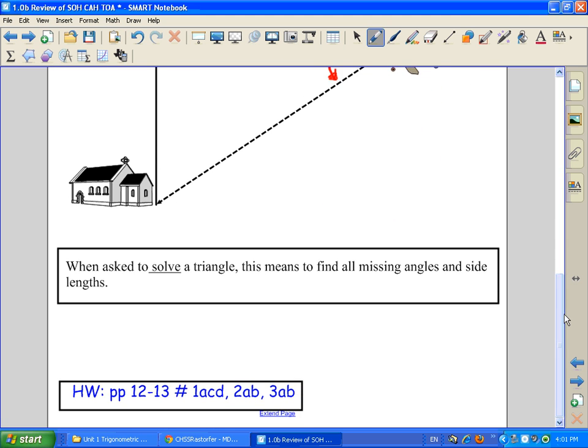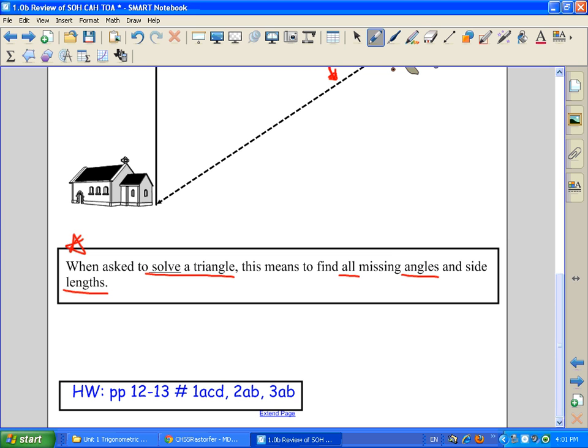And the last part, ladies and gentlemen, sometimes it asks you to solve a triangle. Solve, when it asks you to solve a triangle, that means to find all missing side lengths and angles. Okay, so whatever information is not included in the diagram, you are going to find.